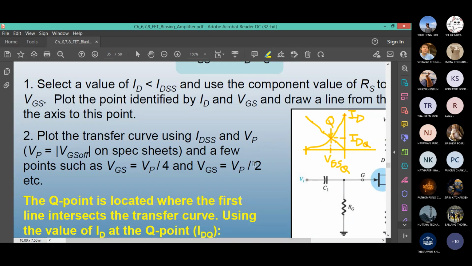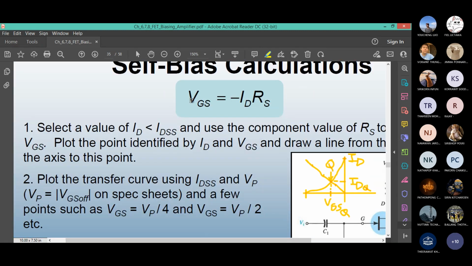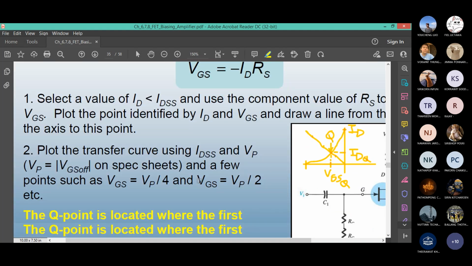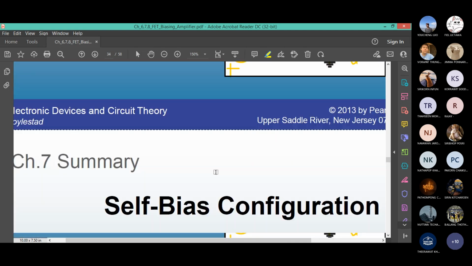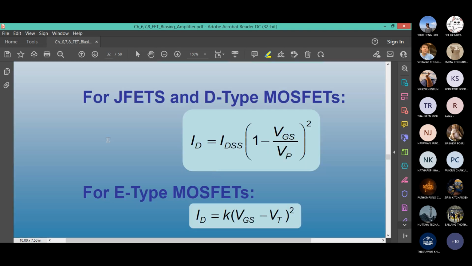So the straight line you plot using this equation, VGS equals negative ID RS. That is the load line. Then you have to plot the transfer curve using the equation. By the way, I did not tell you in my first class, quite important. This equation is also known as the Shockley equation, named after William Shockley. So sometimes I say, give me the Shockley equation of JFET. This is what I mean. Now you have to plot the curve, which is not a straight line, using the Shockley equation.